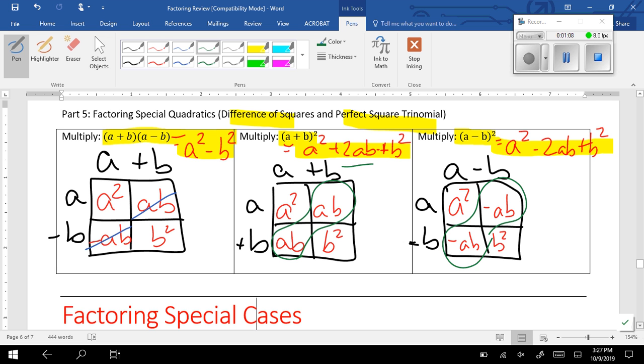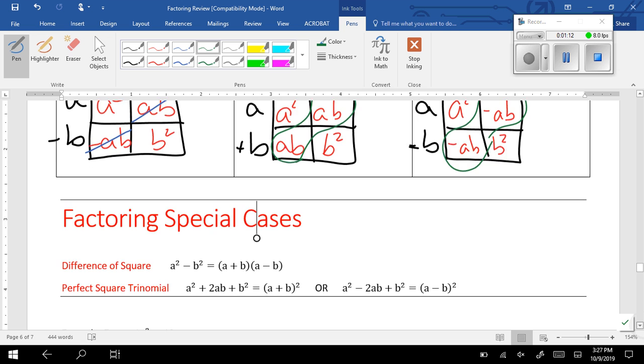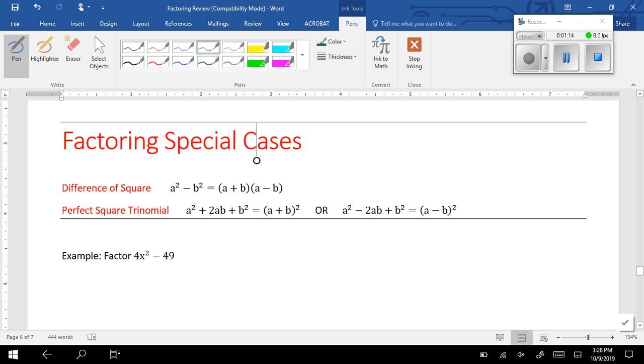So you probably do want to pause for a moment and let's write down our special cases that we have. Difference of squares, should really be an S on the end of that, and perfect square trinomial. So these are the patterns that I'm going to be using.